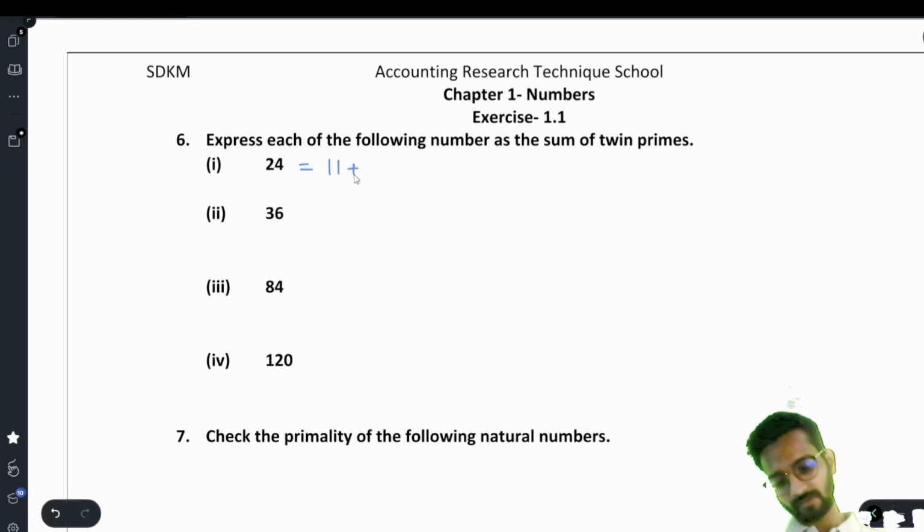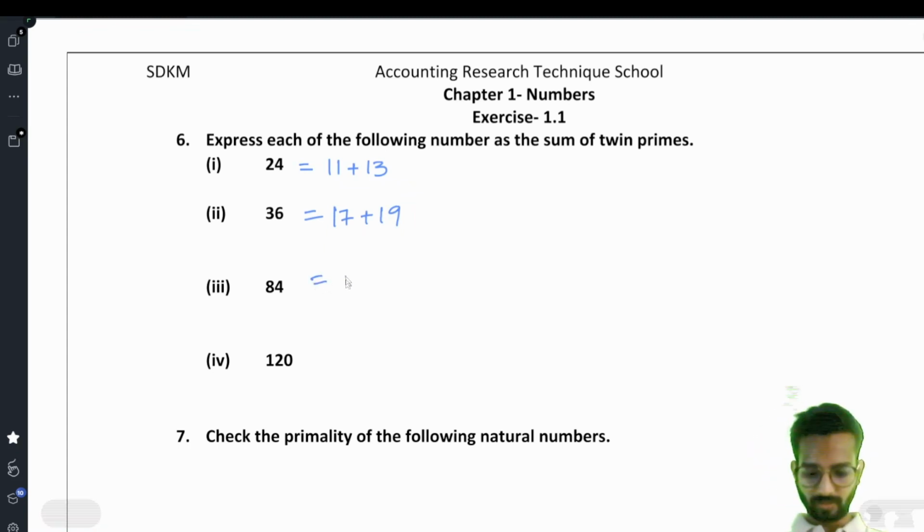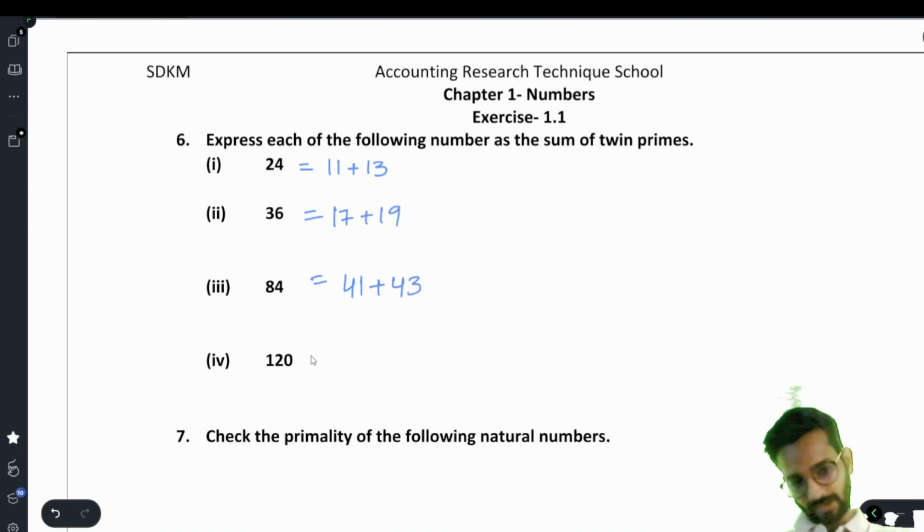24 can be written as 11 plus 13. Simple enough. 36 can be written as 17 plus 19. They should be alternate numbers, we have to remember that. Now 84 can be written as 41 plus 43, and 120 can be written as 59 plus 61. Simple enough.